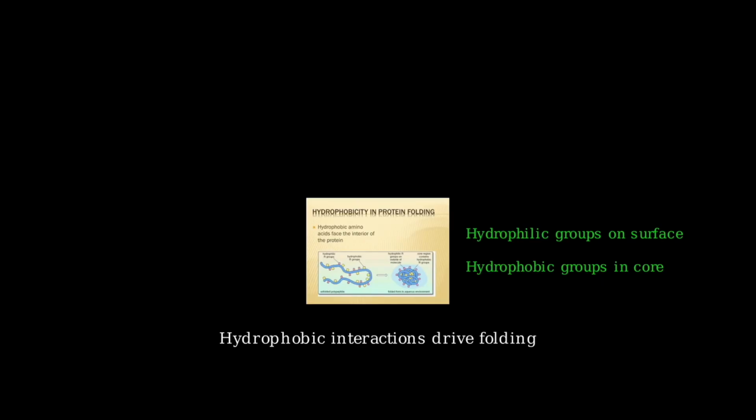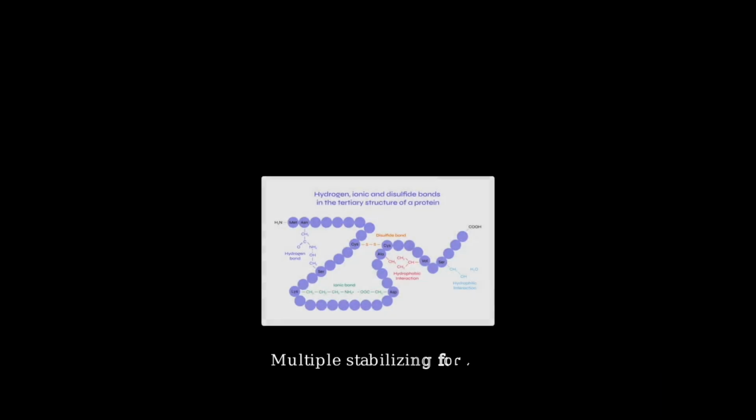This arrangement minimizes the energy of the system. The tertiary structure is maintained by a combination of forces, including hydrogen bonds, ionic interactions, disulfide bridges, and hydrophobic effects. These interactions work together to create a stable, functional protein conformation. The specific arrangement of these interactions determines the unique three-dimensional structure that enables each protein to perform its biological function.